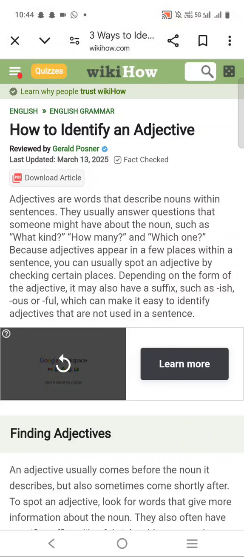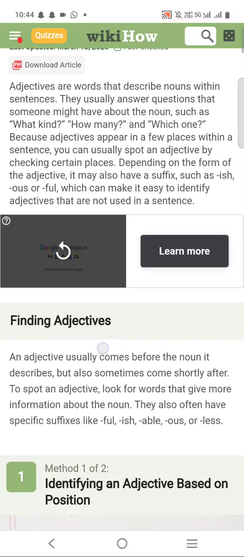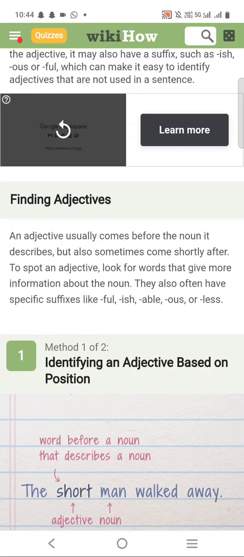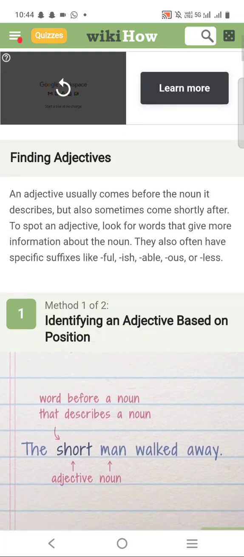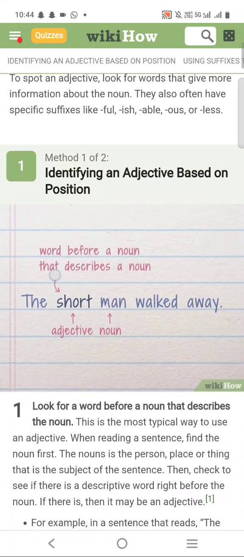Depending on the form of the adjective, it may also have a suffix such as ish, ous, or ful, which can make it easy to identify adjectives that are not used in a sentence. Finding adjectives. An adjective usually comes before the noun it describes, but also sometimes comes shortly after. To spot an adjective, look for words that give more information about the noun. They also often have specific suffixes like ful, ish, able, ous, or less.